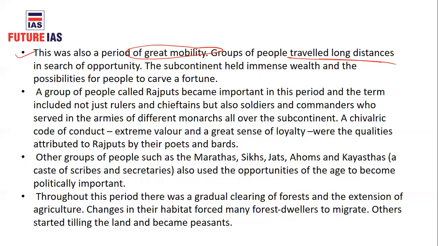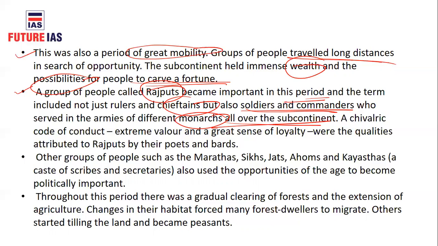And you must understand that this continent had immense wealth and immense possibilities for people to carve a fortune. So some of the people were driven by this fortune. Some were driven by the excitement of searching for new lands. For example, Vasco da Gama, right, who was a sailor and who discovered a distant land. So there were different people who discovered different lands. And there is a group of people called Rajputs, who are very important in this period, and this also included not just rulers and chieftains, but also the soldiers and commanders who served in the armies of the different monarchs all over the subcontinent.